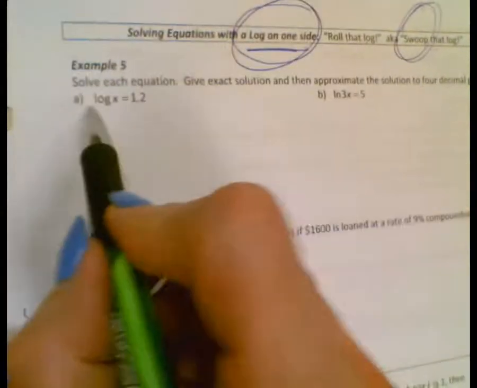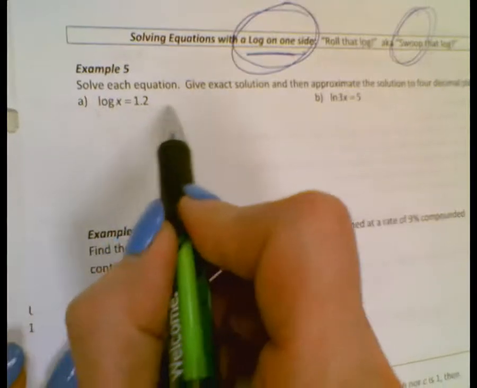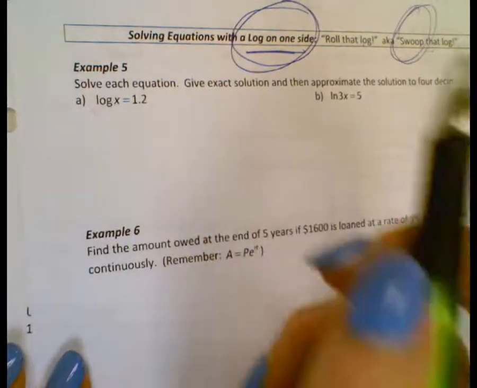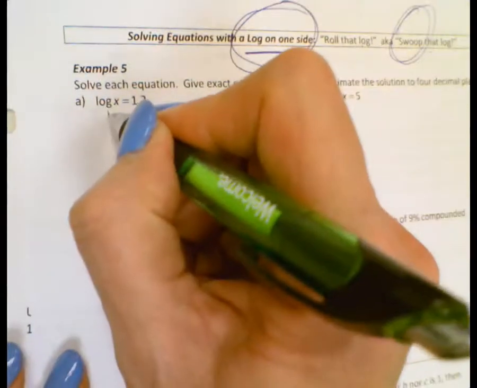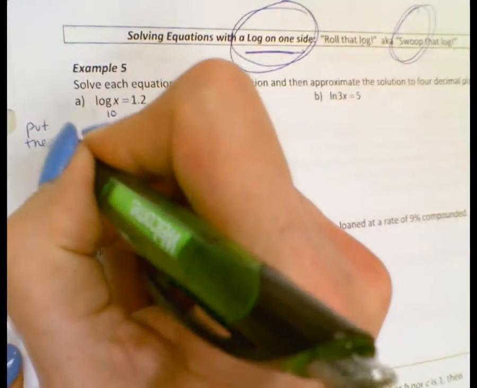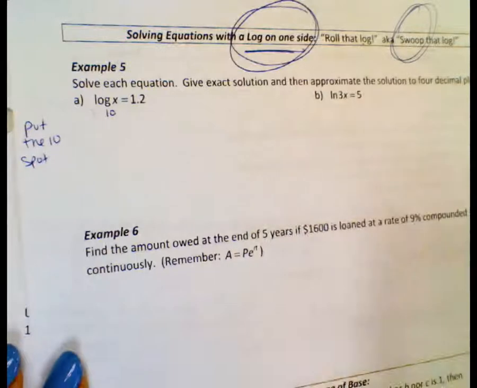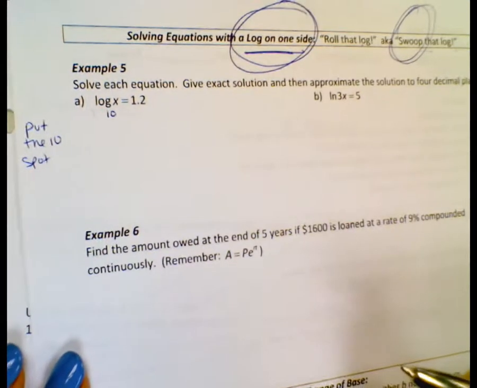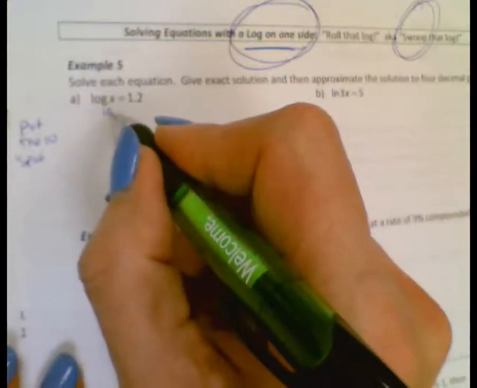All right, so we have a log. See how we have log on one side? There's no log over here, just a log on one side. We have one single logarithm in this problem. What is the base? The base is 10. You have to fill in the 10. So you're going to put the 10 in the base spot. Go ahead and put it in because we can't swoop without a base. So once we have the base in, then we're going to swoop.